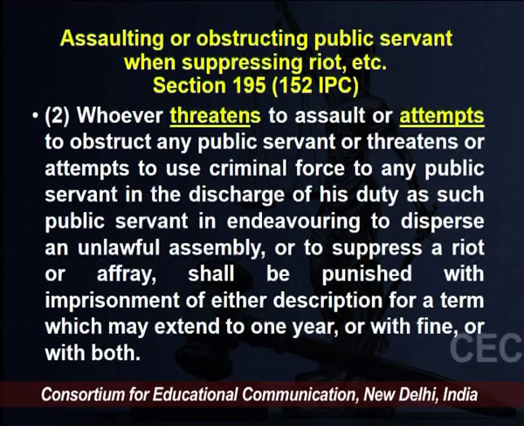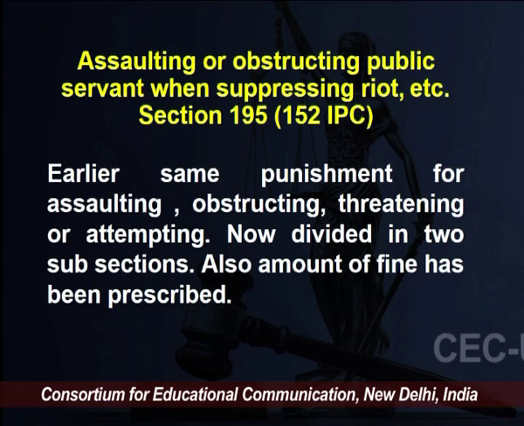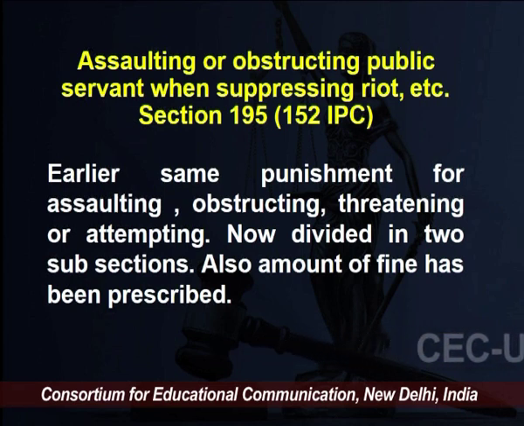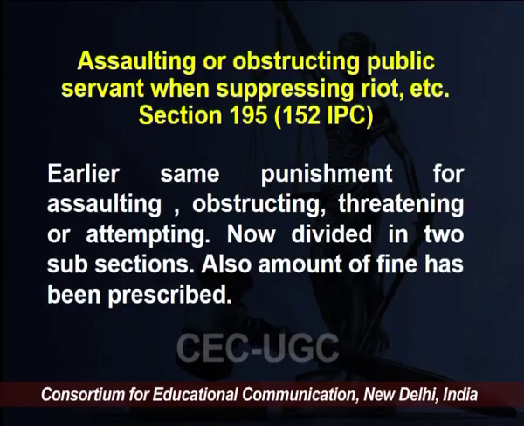And the punishment would be imprisonment of either description for a term which may extend to 1 year, or with fine, or with both. So earlier there was the same punishment for assaulting, obstructing, threatening or attempting. But now what has happened in BNS? Now this law has been divided in two subsections. Also, the amount of fine, that is the minimum amount, has been prescribed. So you see, now there is not the same punishment. If you are assaulting or obstructing a public servant, punishment is different. And if you are threatening or attempting to assault or obstruct the public servant, even that is punishable, but the punishment is different.